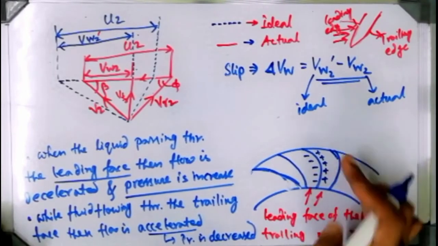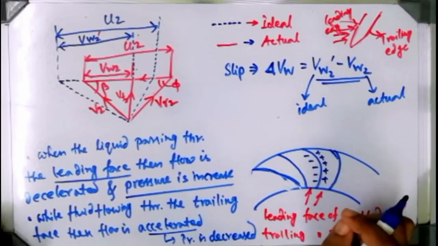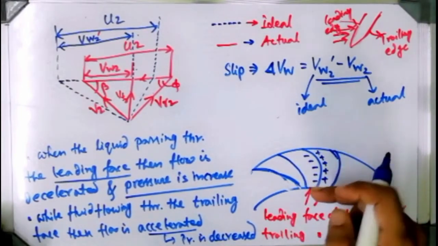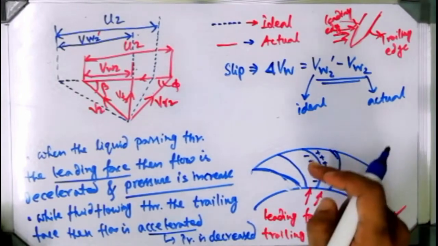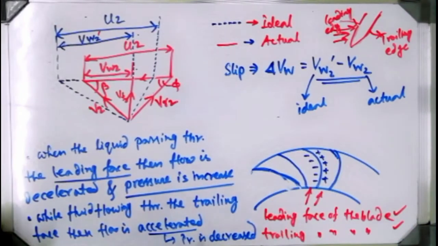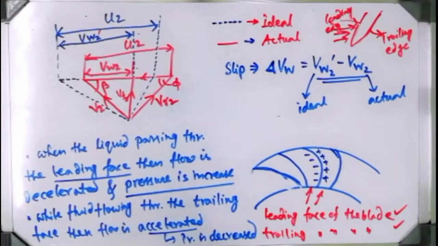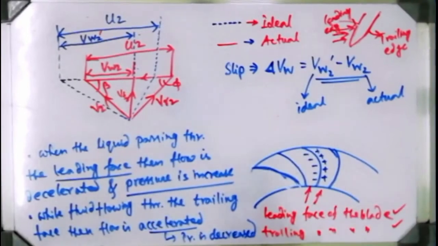Where is it occurring? Around each blade. Why is it occurring? Due to this difference of pressure between the leading edge and the trailing edge for each blade of the impeller. This is the reason of slip. That is the story behind the slip actually.